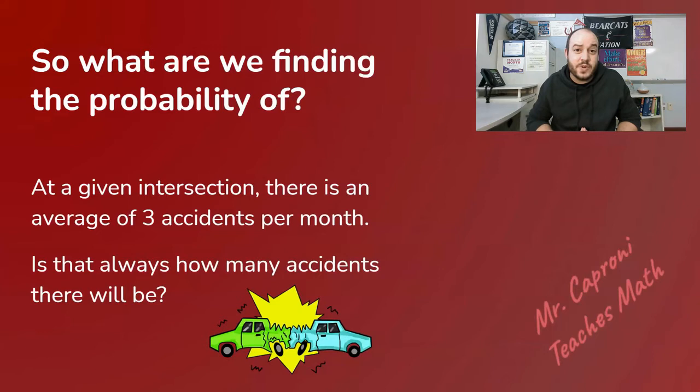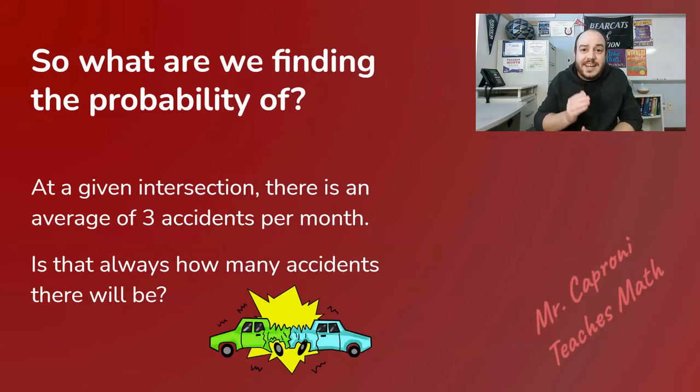So at the beginning of the video, we kind of discussed what we're actually finding the probability of, but let's just go ahead and lay it out one more time. When we are dealing with a Poisson distribution, what we're doing is saying, hey, we know that there is a given number of occurrences in this amount of time, but will it always be exactly that number? No. Well, how often is it not? How often is it? Well, that's what a Poisson distribution is finding the probability of.